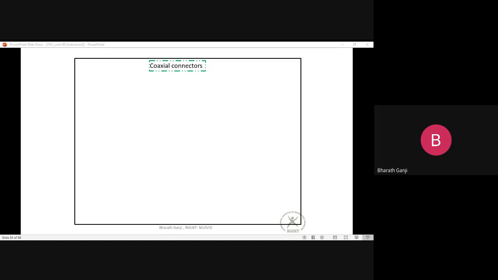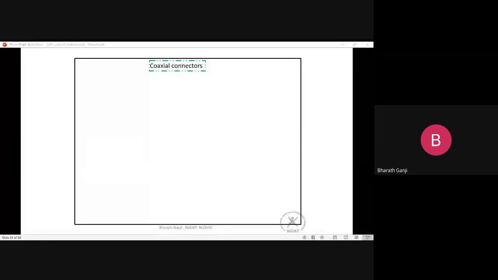So the common requirements that we have for coaxial connectors are like this.